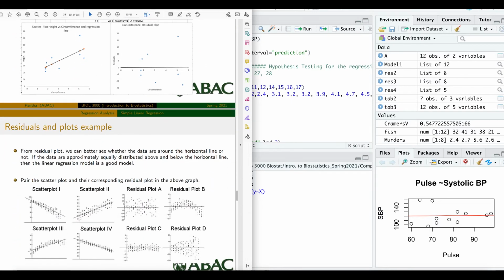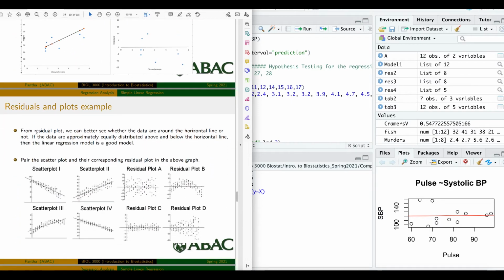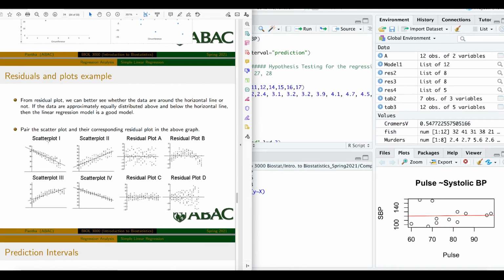Look at this example. What we can see here is, from the residual plot we can better see whether the data are around the horizontal line or not. If the data are approximately equally distributed above and below the horizontal line, then the linear regression model is a good model. Let us look at this. Pair the scatter plot and the corresponding residual plot in the above graph. These are the scatter plots, these are the residual plots, so you need to pair them.